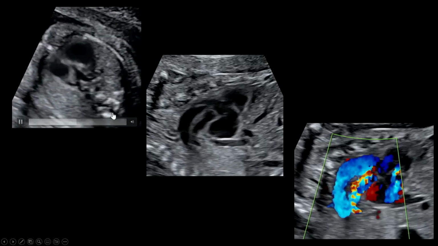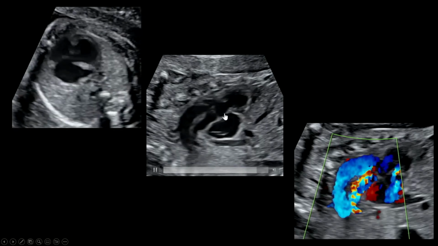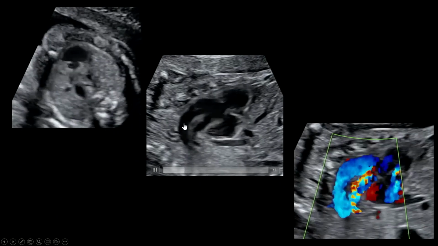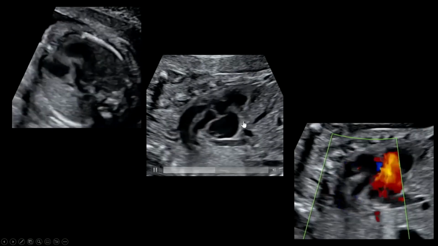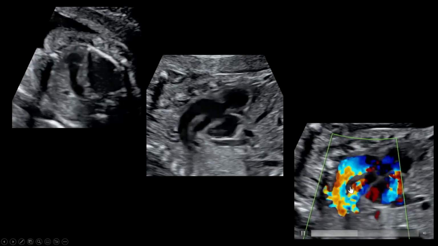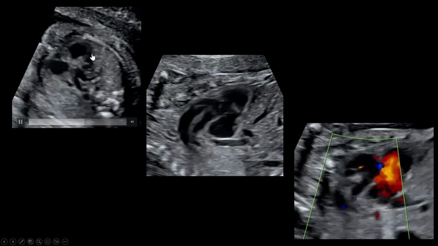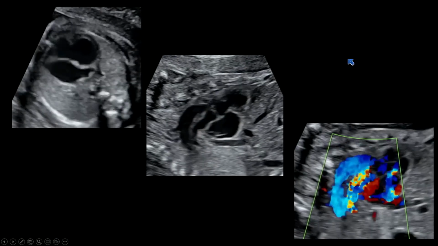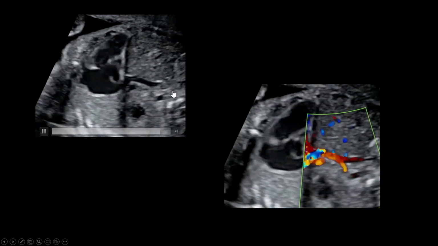As I mentioned, with right isomerism, the great arteries tend to be malposed, and here is the aorta with the neck vessels, and posterior is the pulmonary artery, and the pulmonary artery is stenotic. You have flow reversal through the duct. So an unbalanced AVC with anterior aorta and posterior pulmonary artery that's stenotic, typical for right isomerism.